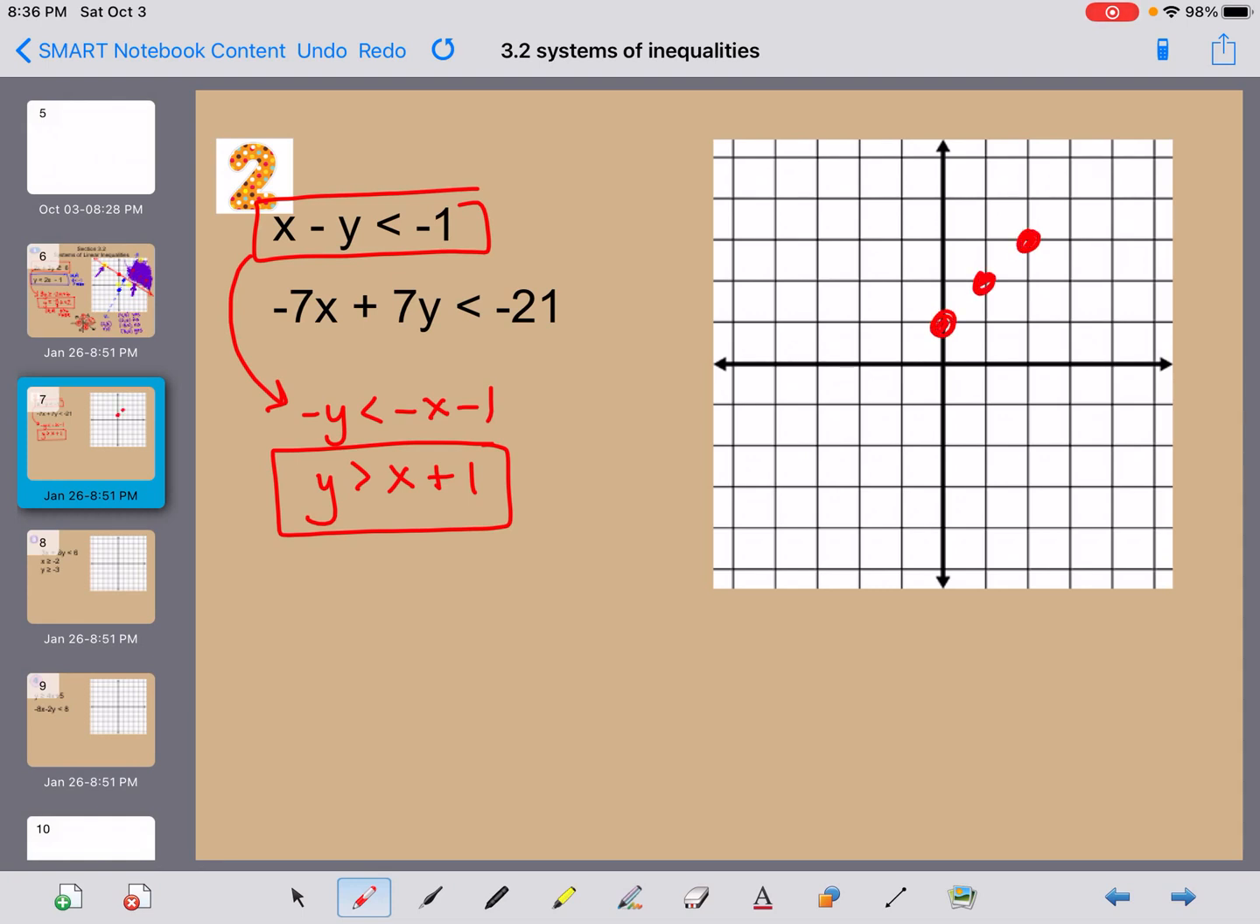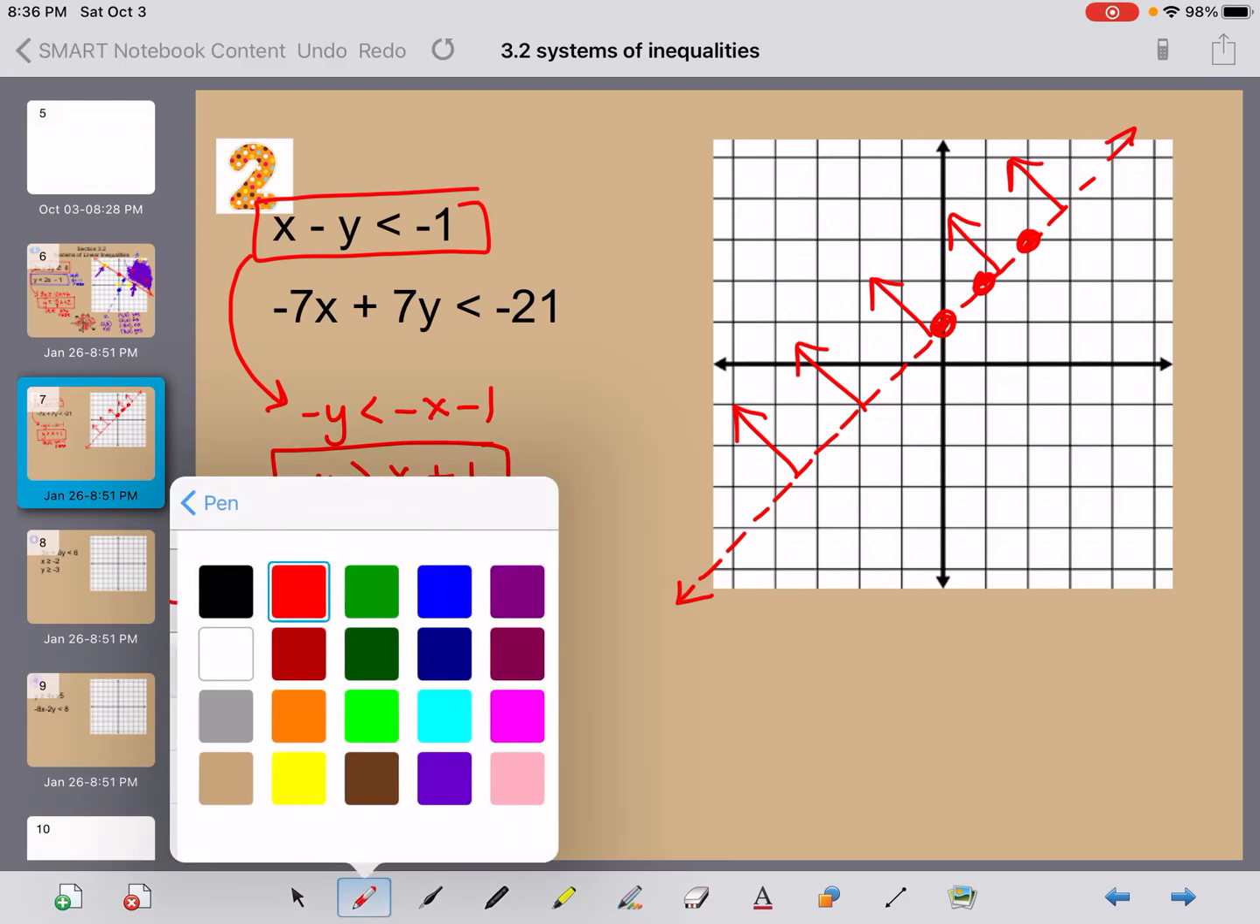At least 3 points to make a line, and I'm going to make it dashed. I'm going to test my favorite point, and in the original it would become 0 is less than negative 1, which is false. If 0, 0 is false, it means my shaded side is this way.